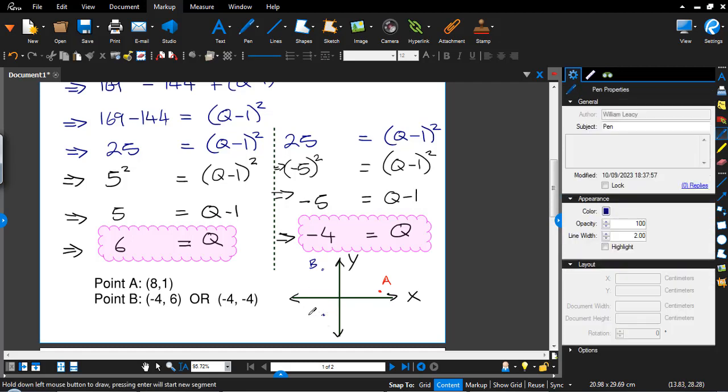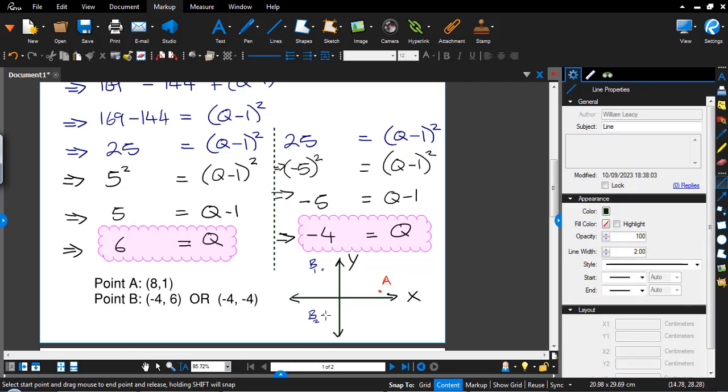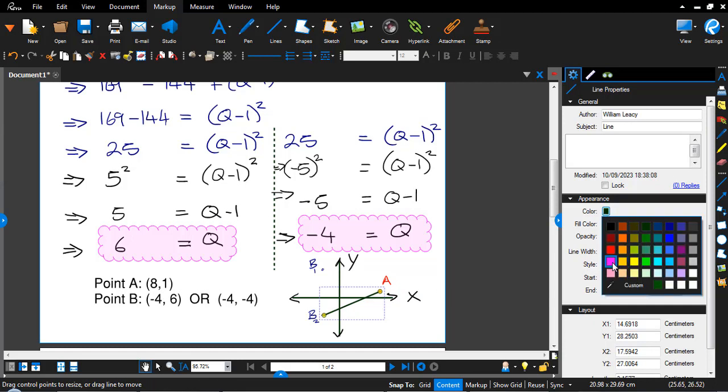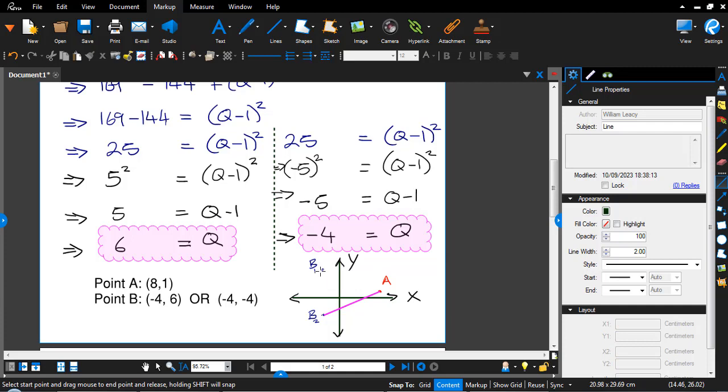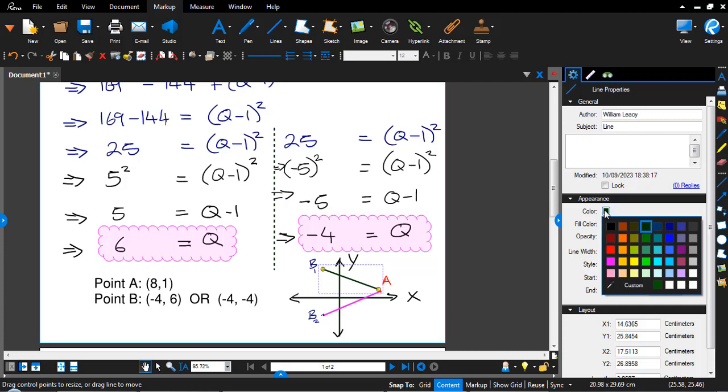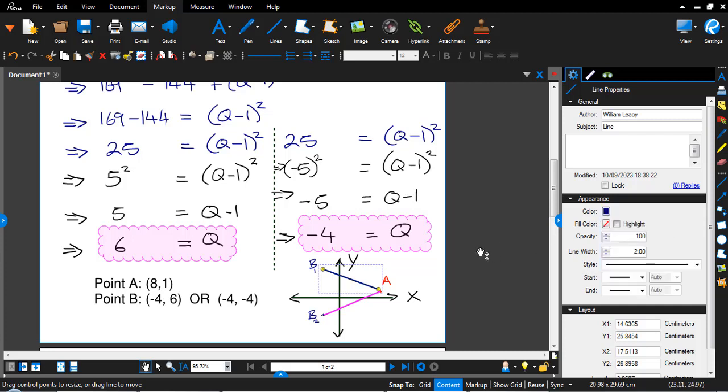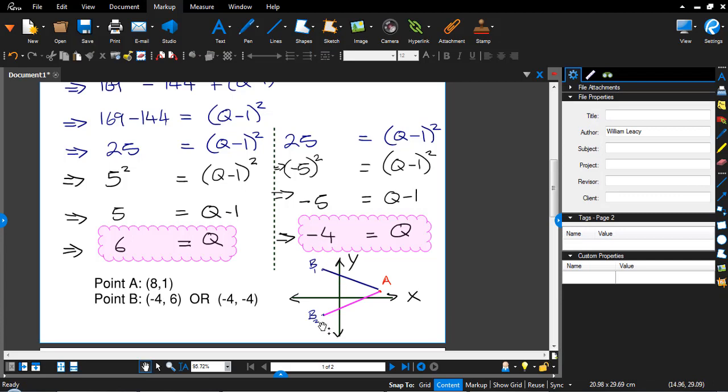So what you're actually saying is, we could call that B1 and you could call that B2, right? The distance from here to here is 13. That's what we were saying. And the distance from here to here is also 13. So there's two possible solutions. And they're both stuck on the line x equals negative 4, so they're on that line. That's what we're actually doing.